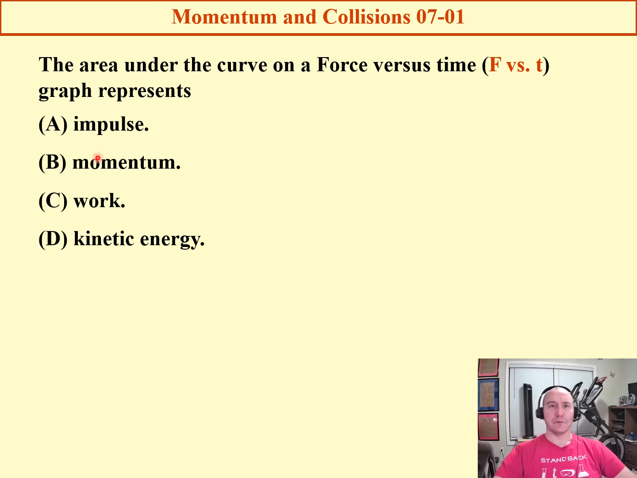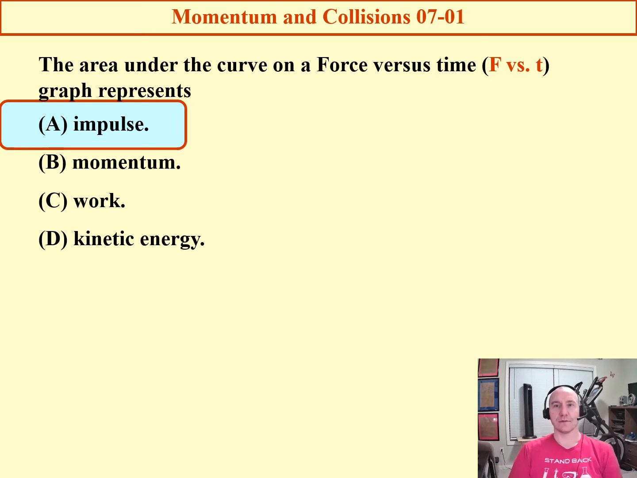So force and time relates to impulse, and it kind of relates to momentum. However, it's not going to be momentum, because impulse equals a change in momentum. So the change in momentum will be equal to impulse. So impulse is actually the area of a force versus time graph.